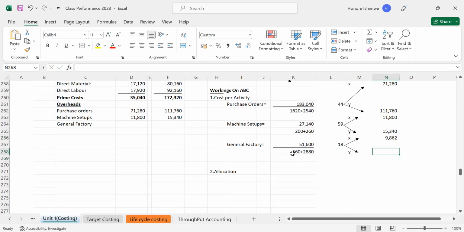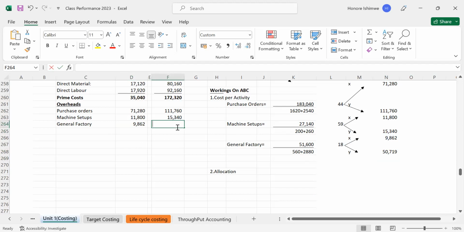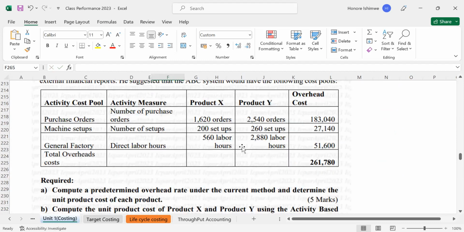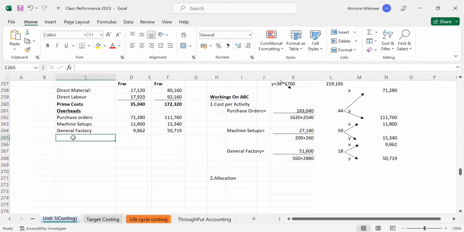Then for Y, I will need to have this 18 multiplied by this 288. Is it okay? Then I have this, which will be the cost for X, and this one for Y. Then from this one, you see now I have ended up apportioning all the overheads, so I complete. Now I need to add only to come up with the total cost. So let's have total cost of production.